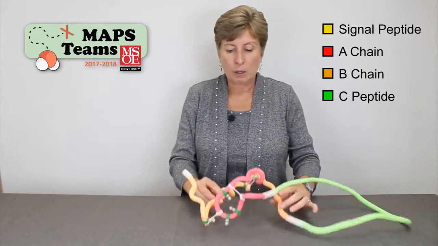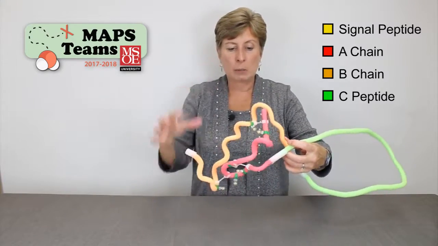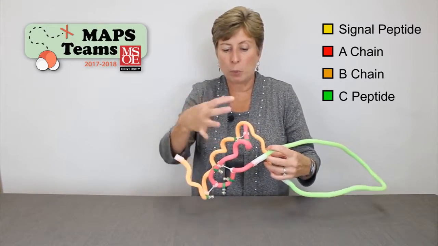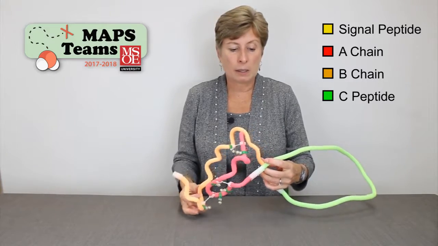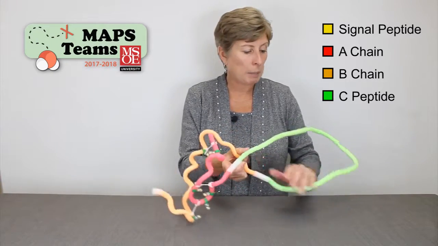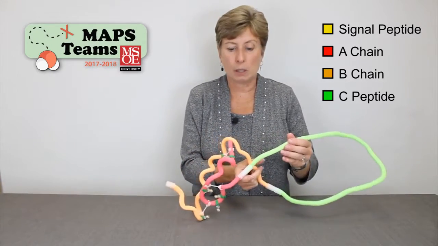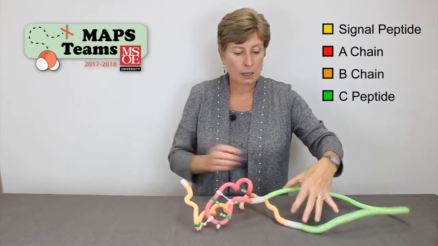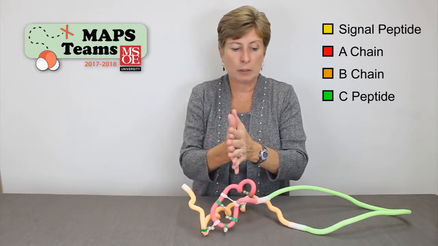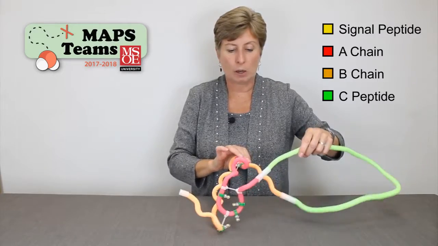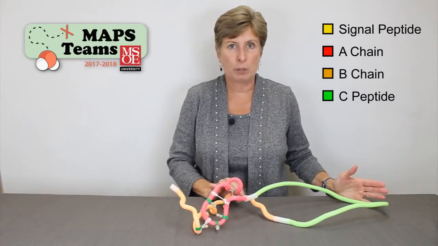So then in this endoplasmic reticulum, we end up with something that looks like this, with this C-peptide that's kind of hanging out here still. But as you can see, it helped kind of pull everything together, and now it's just sitting here. And we know that that's not part of the final protein.